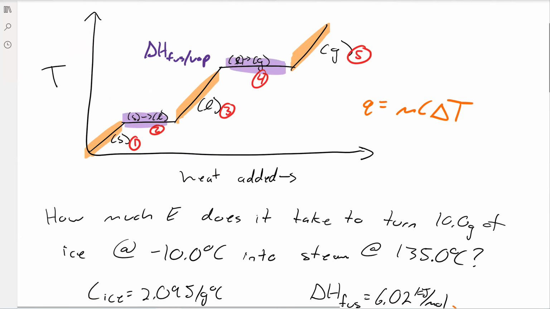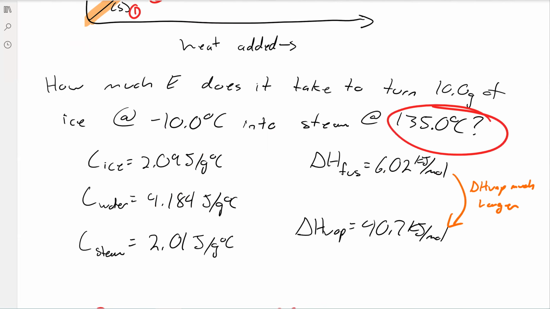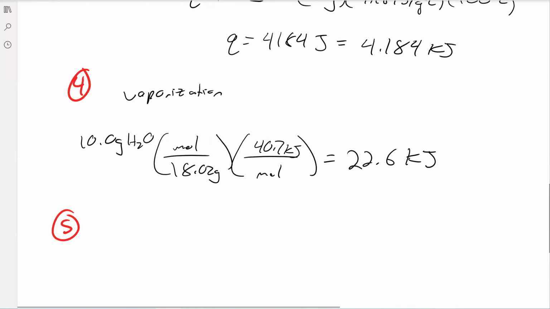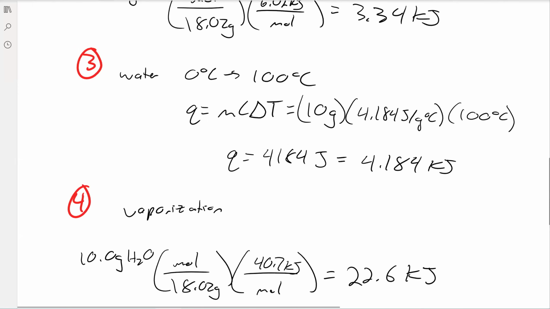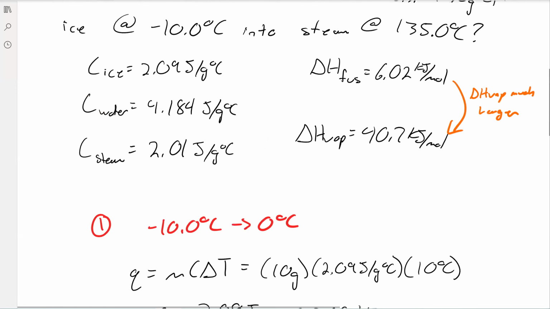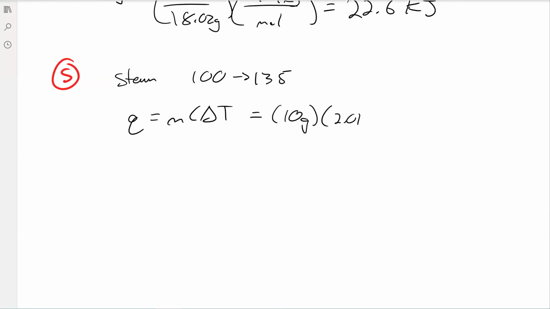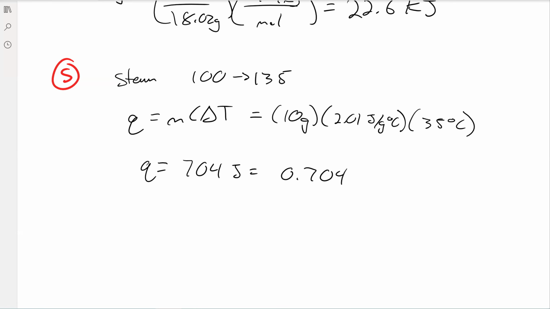And then in the final step, we'll take our gas and heat it to our final temperature, which in this case, the problem tells us is 135 degrees Celsius. So here we're taking our steam from 100 to 135. Here we'll use again our Q equals MC delta T. We still have 10 grams of it. Now our specific heat is 2.01 joules per gram degree Celsius. And our temperature difference is only 35 degrees Celsius. Our Q here will then equal 704 joules, which is equal to 0.704 kilojoules.